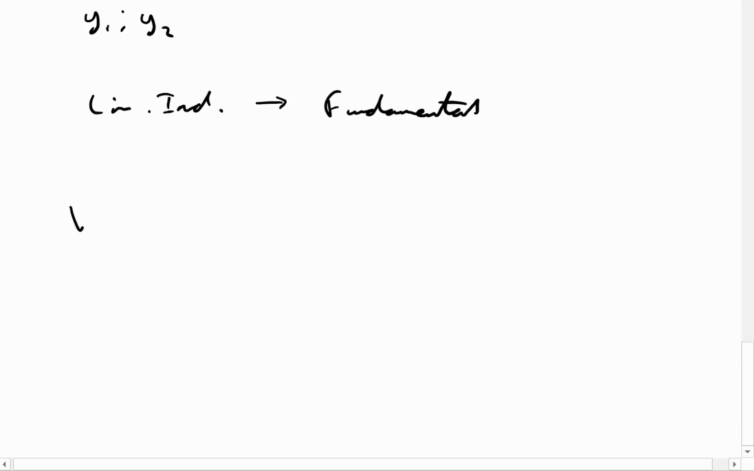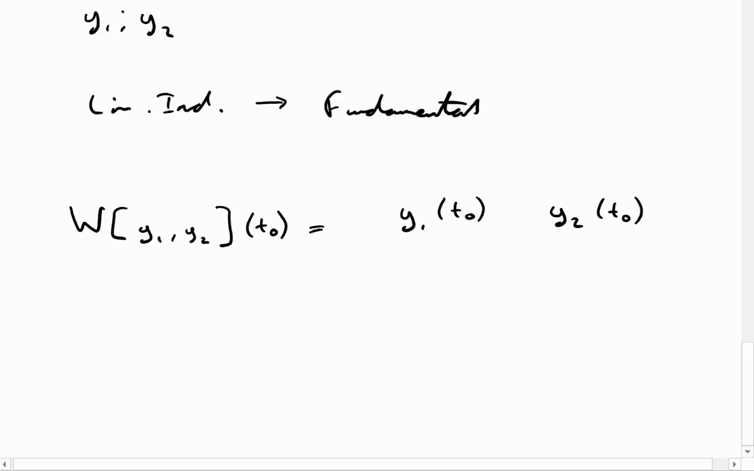Remember, we've defined the Wronskian of two solutions, y1 and y2. You can have as many solutions as you like, but it needs to form a square matrix. So this tells you how many derivatives you have to take at some particular value, let's say t0. Well, that's given by y1 evaluated at t0 and y2 evaluated at t0. But you want to make this a square matrix, because eventually you want to take the determinant of it, and of course you can only take the determinant of a square matrix.